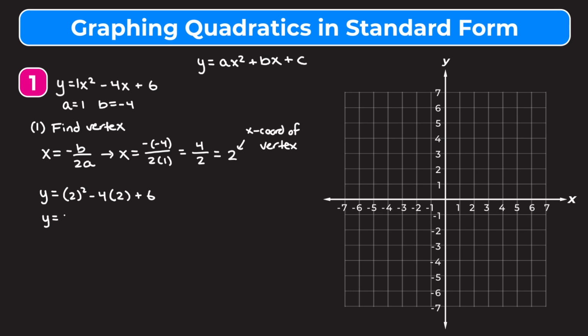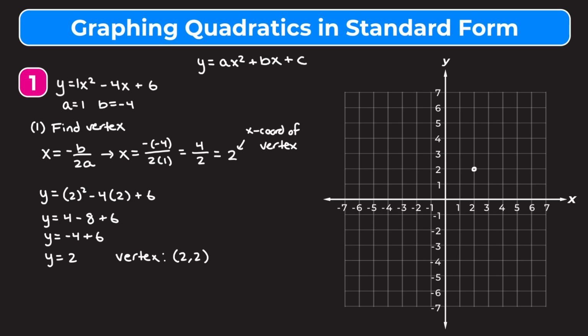So 2 squared is 4 minus 4 times 2 is 8 plus 6. And we will keep going. So 4 minus 8 is negative 4. We still have this plus 6. And negative 4 plus 6 is 2. So we get a vertex of 2, 2. So what I'm going to do first is just plot that vertex on our grid.